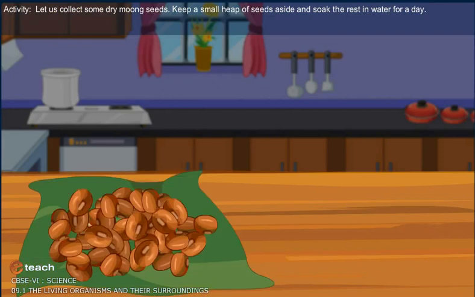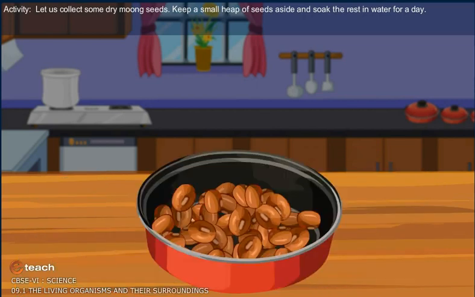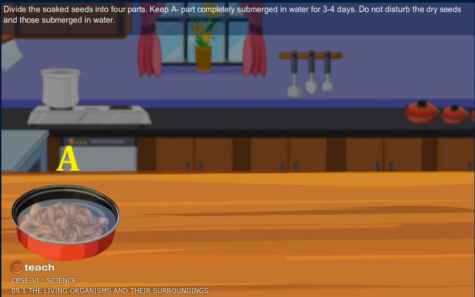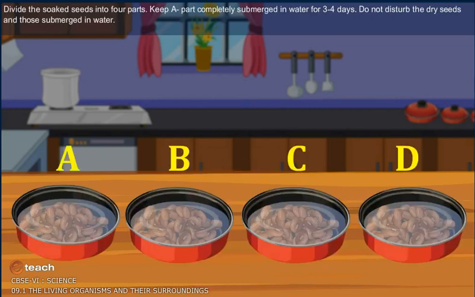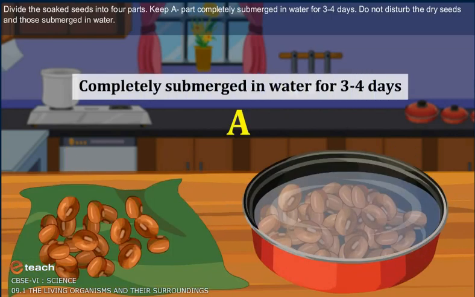Activity. Let us collect some dry moong seeds. Keep a small heap of seeds aside and soak the rest in water for a day. Divide the soaked seeds into 4 parts. Keep a part completely submerged in water for 3 to 4 days. Do not disturb the dry seeds and those submerged in water.